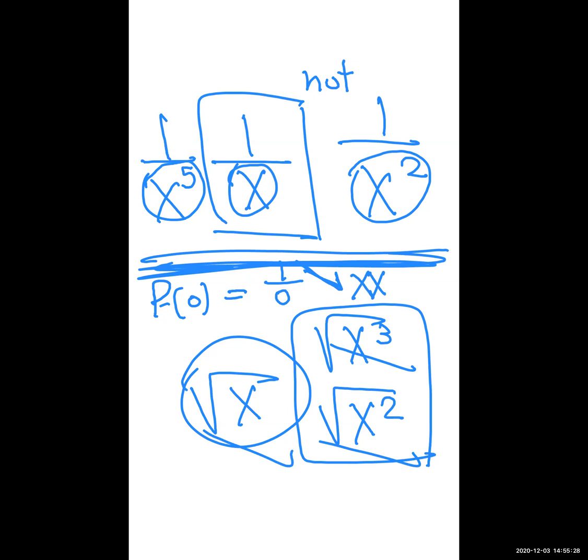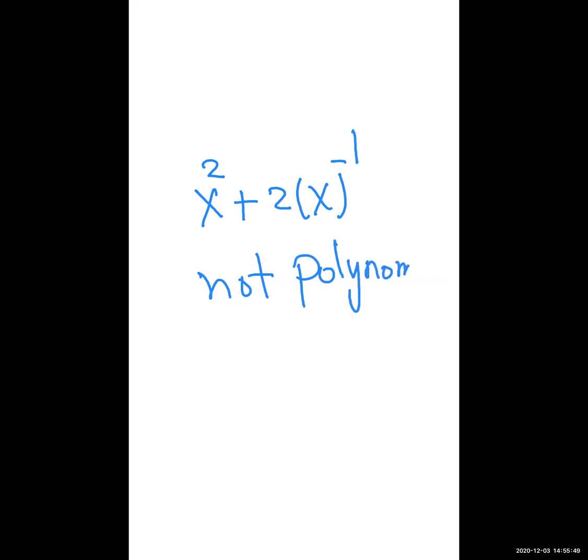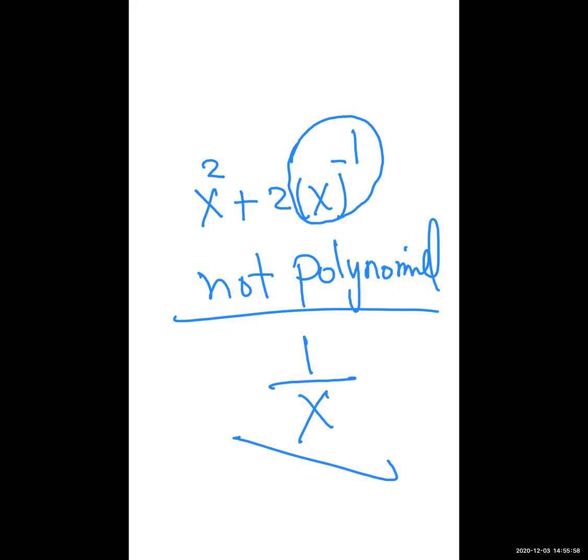Okay. If it becomes like this, x squared plus 2x at the power of -1, not a polynomial. Why? Because x at the power of -1 means 1 over x, right? Right. So in this case, guys, also this one is not a polynomial. Are we clear now, guys?